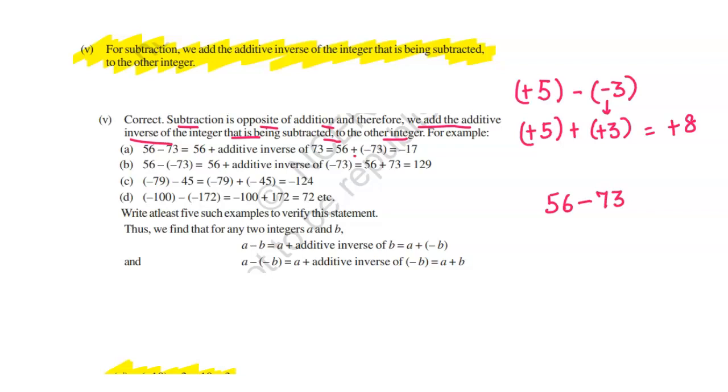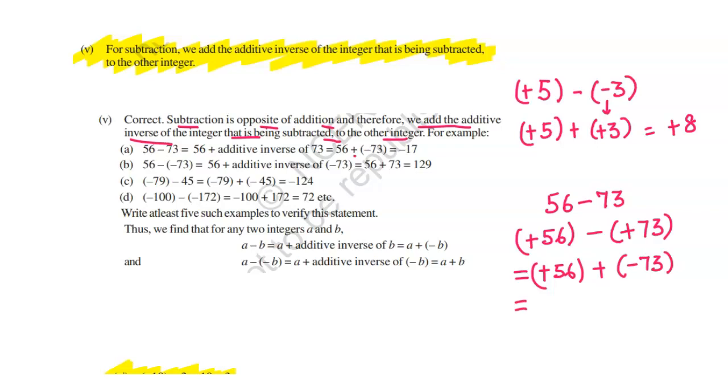So first of all, we need to understand what the question is asking. We have positive 76 and we have to subtract positive 73. So how are we going to solve it? We are going to add the additive inverse. What is the additive inverse of positive 73? It is negative 73. So we get the answer 3.